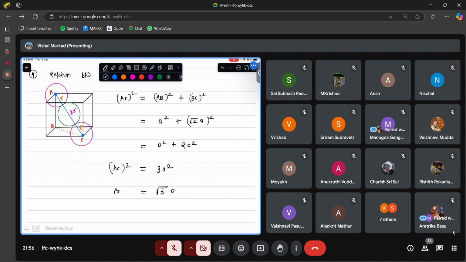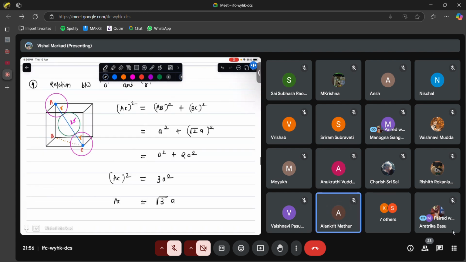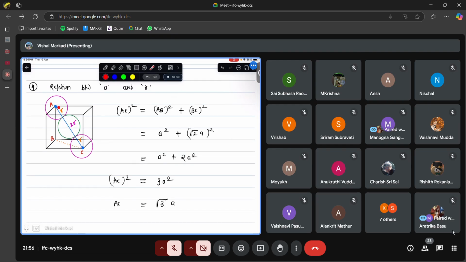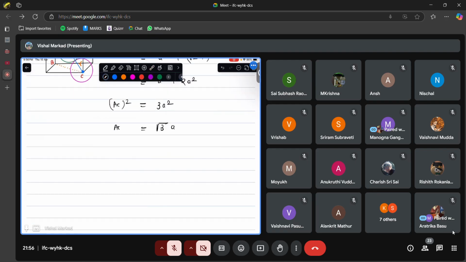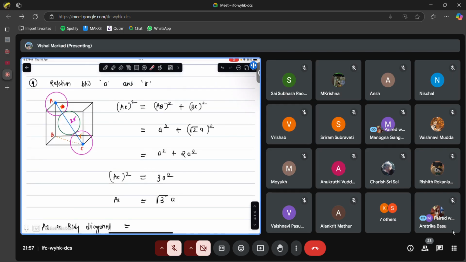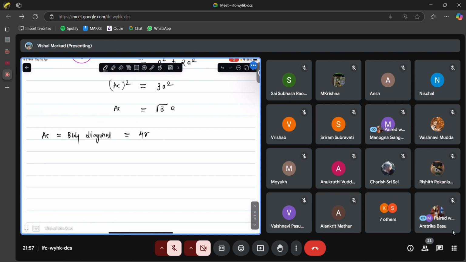What is the value of AC only then? Length of AC? Root 3a. Okay. Now if you see directly here, AC is your body diagonal. From here, what value is looking like? 4r. AC is r plus 2r plus r. So AC is body diagonal, right? What value you are getting for the body diagonal from here? r plus 2r plus r. That is 4r.